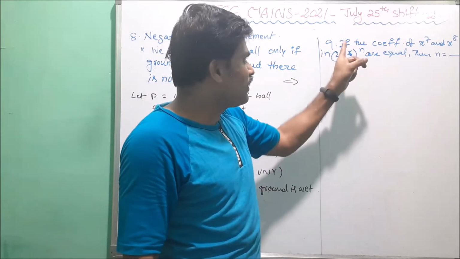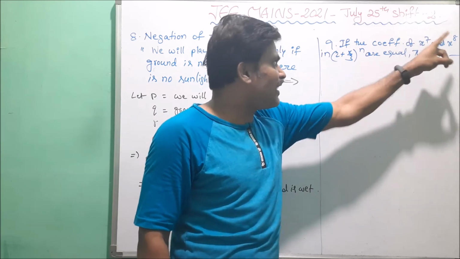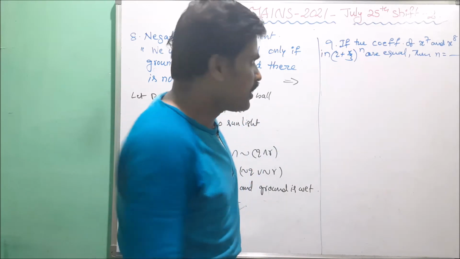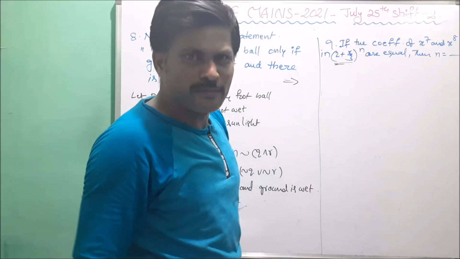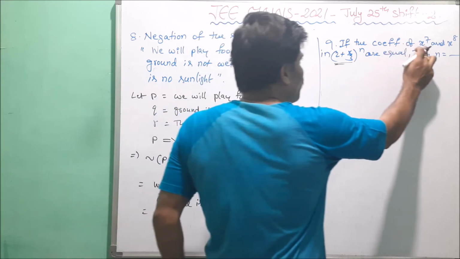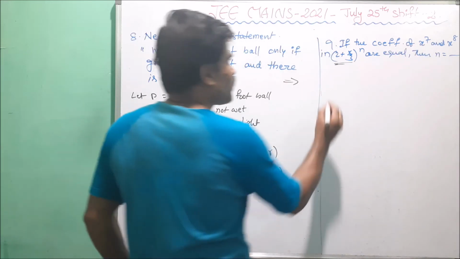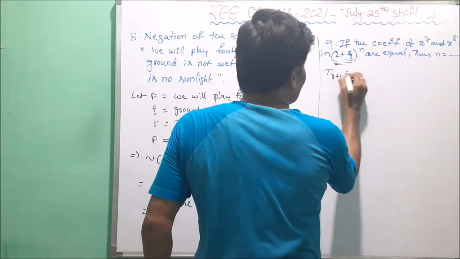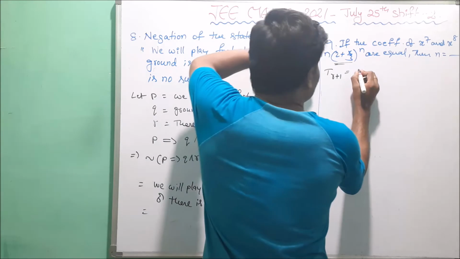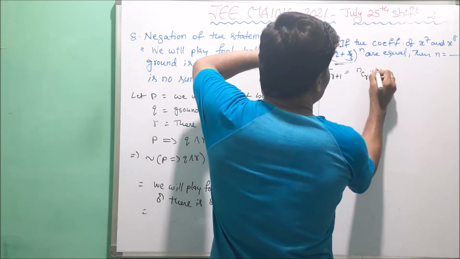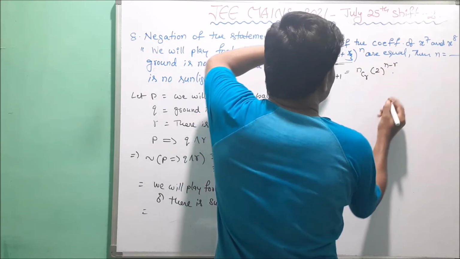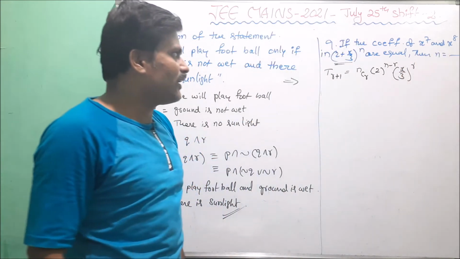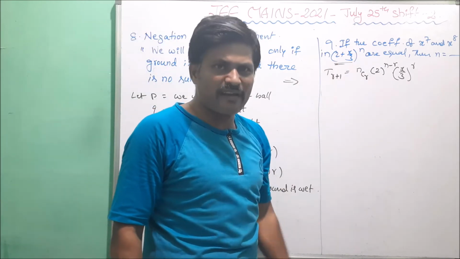Similarly, in that one, if the coefficients of x power 7 and x power 8 in the binomial expansion of 2 plus x by 3 power n are equal. Now the given expansion is 2 plus x by 3 power n. In that, to find coefficient of x power 7 and x power 8, first we write general term t r plus 1. So t r plus 1 means nCr into 2 power n minus r into x by 3 power r. This is the general term of the given expansion.